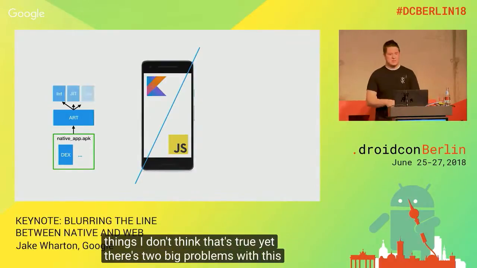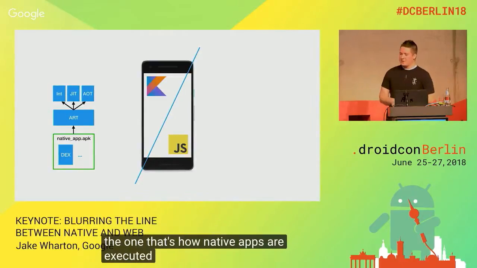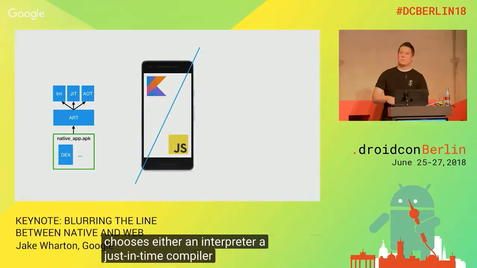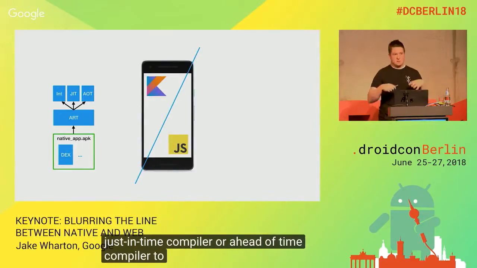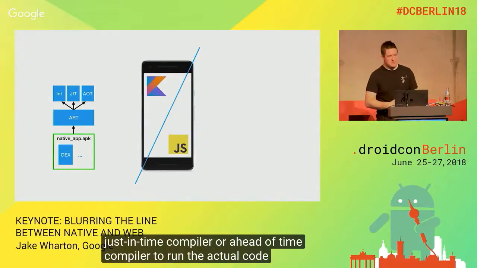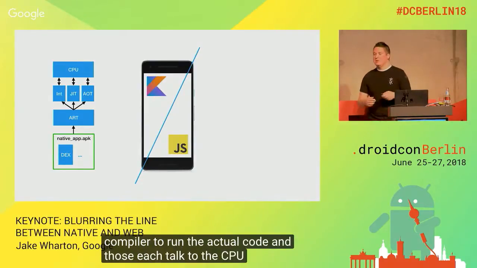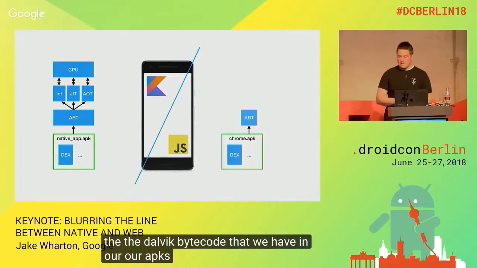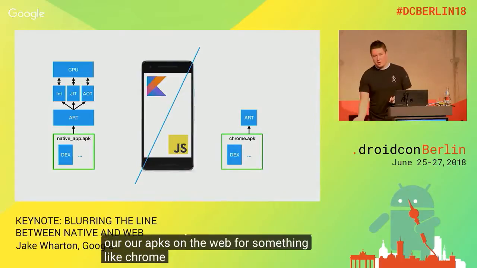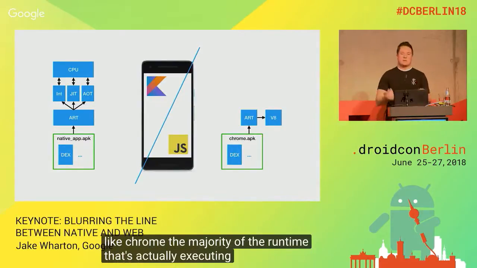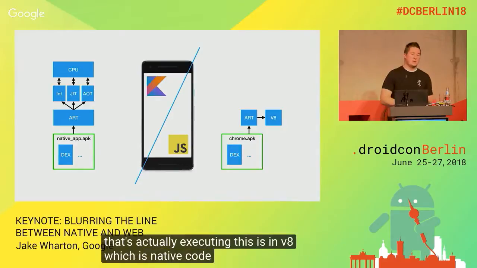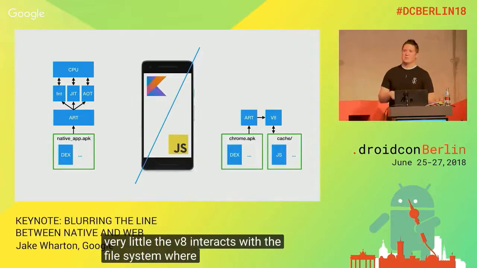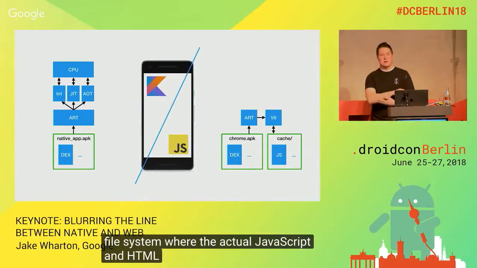There's two big problems with this. The one is how native apps are executed. We have this VM that chooses either an interpreter, a just-in-time compiler, or an ahead-of-time compiler to run the actual code. And those each talk to the CPU and execute the Dalvik bytecode that we have in our APKs. On the web, for something like Chrome, the majority of the runtime that's actually executing this is in V8, which is native code. So ART is doing very little. And V8 interacts with the file system where the actual JavaScript and HTML are cached.